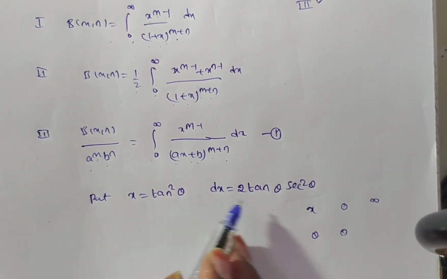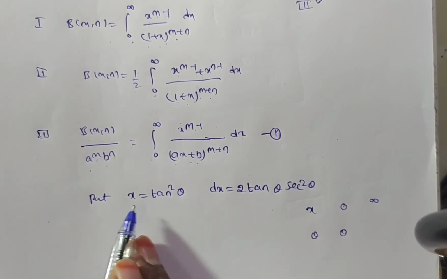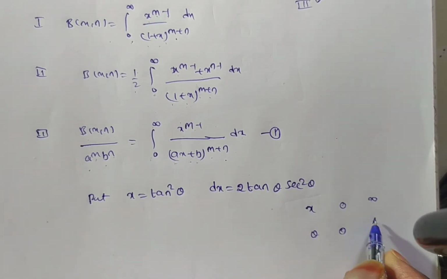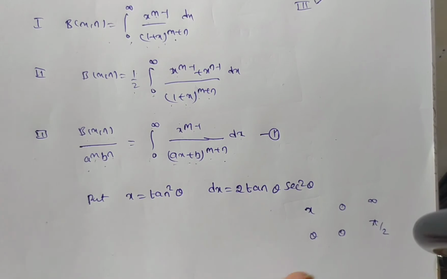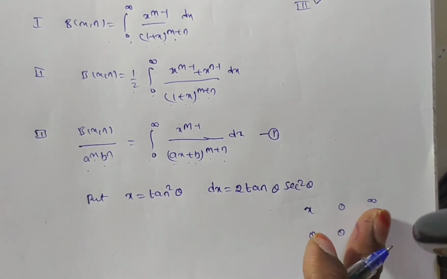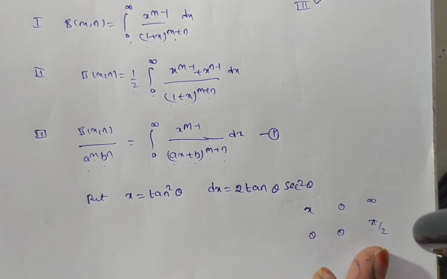Next, put x is equal to infinity. Then tan square is infinity, nothing but tan is also infinity. When will the tan value be infinity? At 90 degrees only. So this is pi by 2. So the limits are changed here. You observe, the limits are changed here. From 0 to infinity converted to 0 to pi by 2.